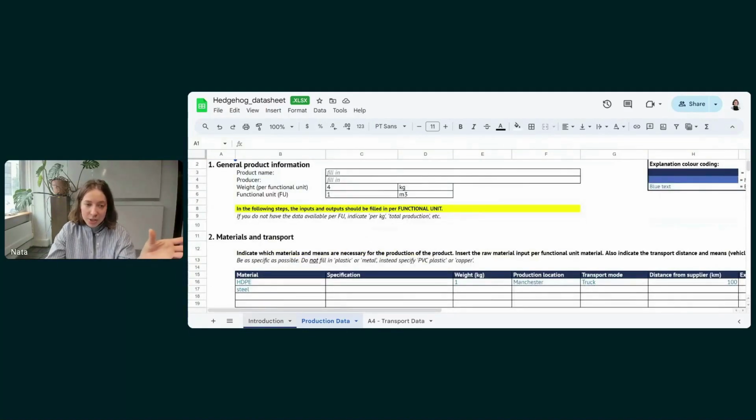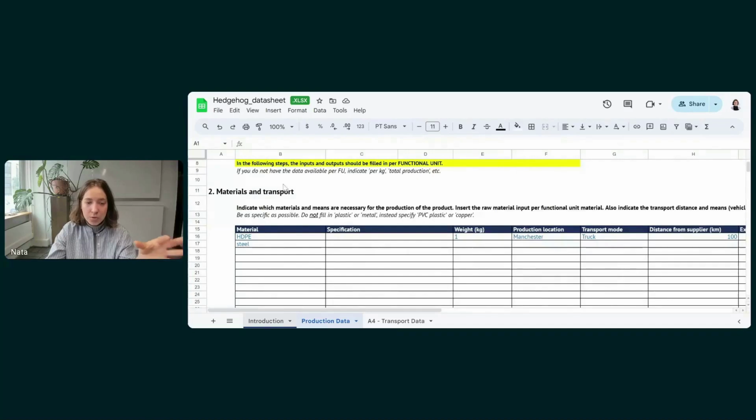After this general information is filled out, then we go to the materials and their transport, so the raw materials required to produce 1 cubic meter of the product. We like to have a full list of all the materials with their specifications as specifically as possible. So we don't want to hear any plastic, metal, etc. What plastic, what metal? Is there anything specific about the metal? Is it steel? Is it galvanized steel? Is it carbon steel? We want to know how much of that steel goes into the product per functional unit.